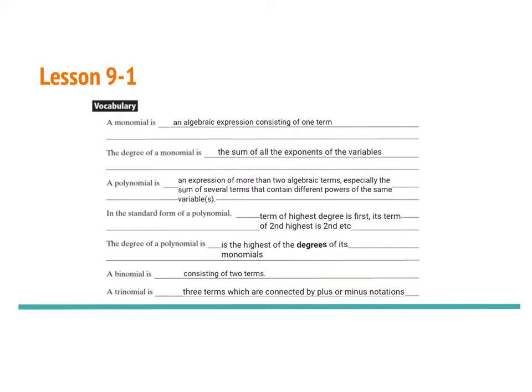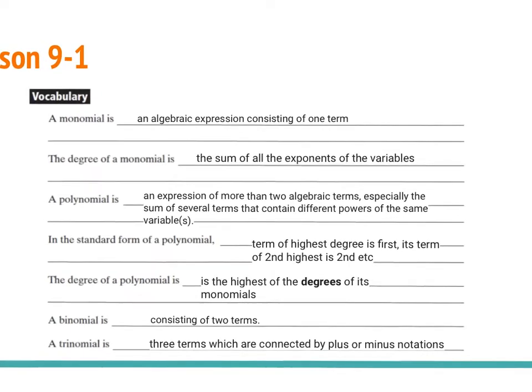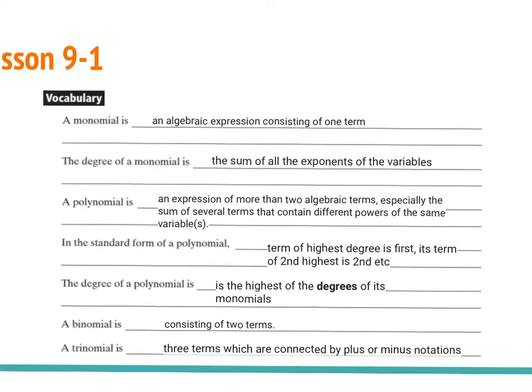A monomial. A monomial is an algebraic expression consisting of one term. So something like x or 6 would be a monomial. We could have them a little more complex, something like 6x squared y. That would still be a monomial because we only have one term. We're not adding or subtracting anything.